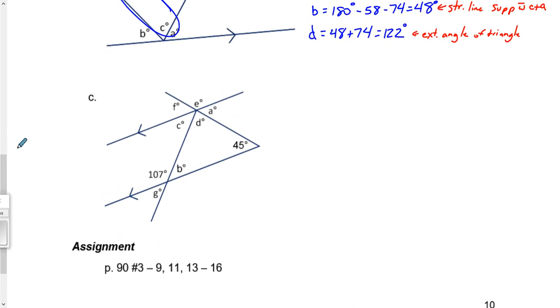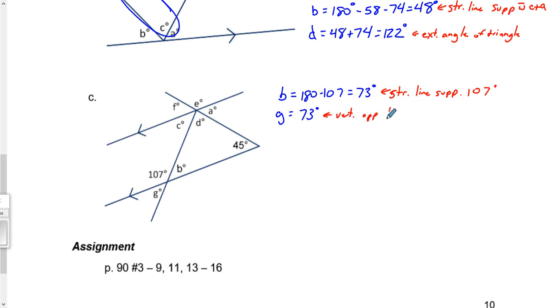And the last example, there's multiple ways of doing it. Let's see. I'll start with B. Because, well, if I take 180 and I subtract my 107, I get 73. Well, why is it 73? It's a straight line supplementary with the 107. See, I can go G. Well, G is also going to be 73. Why is it going to be 73? It's vertically opposite to B. Vertically opposite angles are always going to be equal.